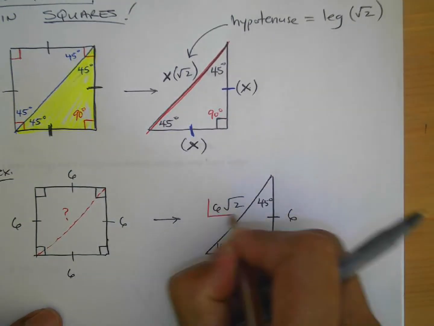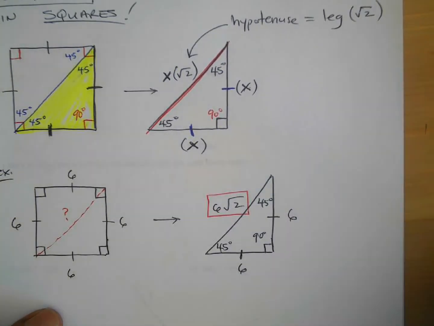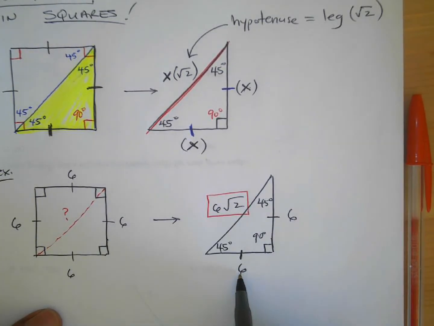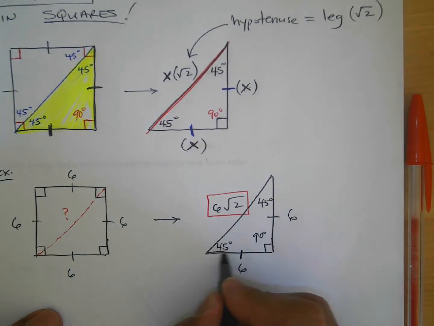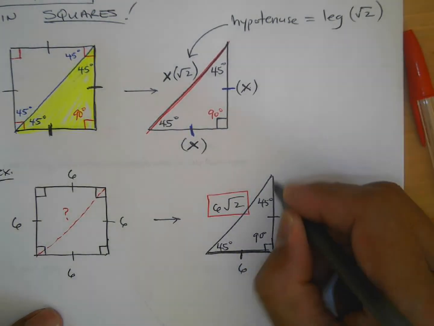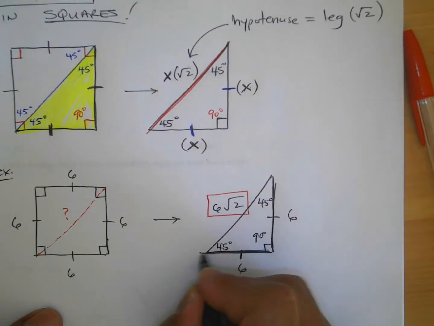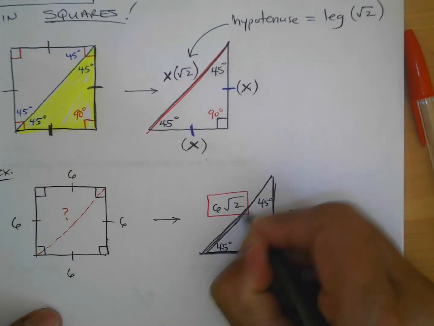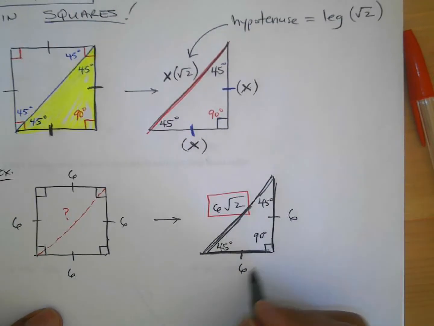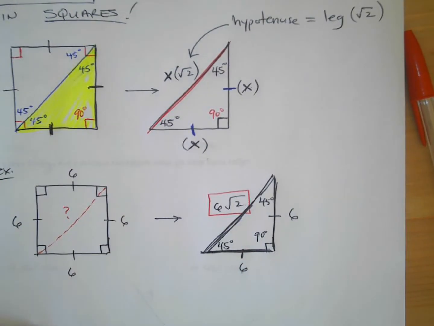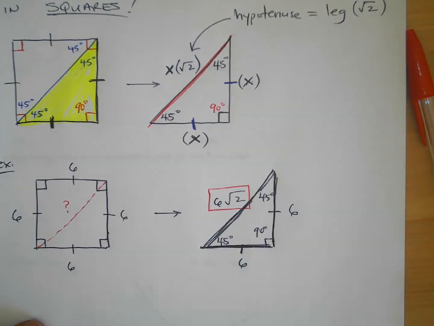That's it. That's all you have to know. It's whatever the measure of the leg is. Doesn't matter whether it's this one or this one. It's the measure of the leg. They should look the same. Times root 2. That's it.